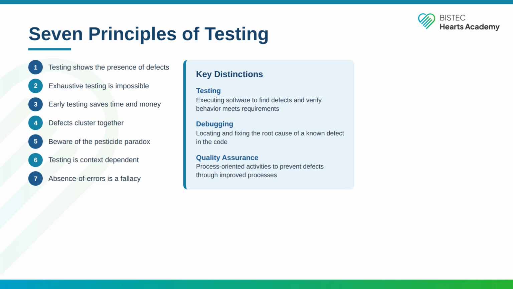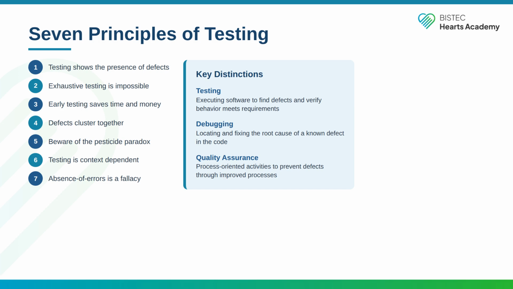Principle 4. Defects cluster together. In most applications, 80% of bugs are found in 20% of the modules. This is the Pareto principle applied to testing. When you find one bug in a module, look harder.